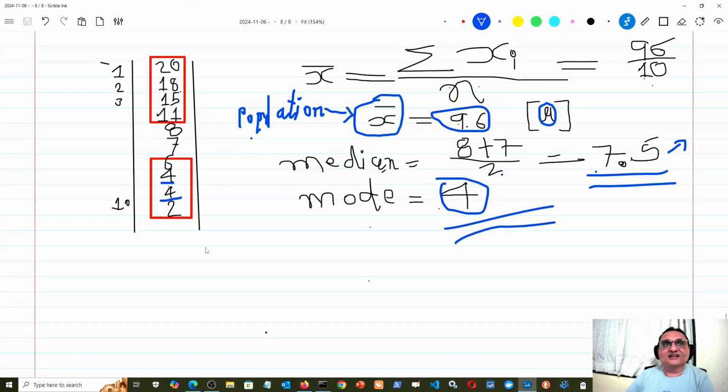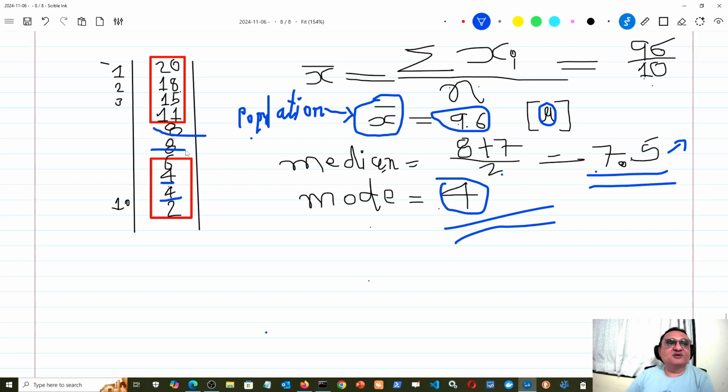That is also worth understanding. Suppose that instead of these 8, 7, this number would also be 8. In that case, how many modes will there be in this sample? Then there would be two modes. One mode is 4 and another mode is 8.